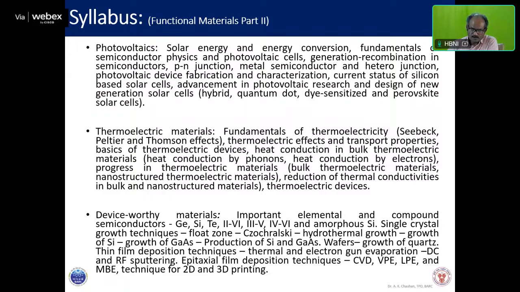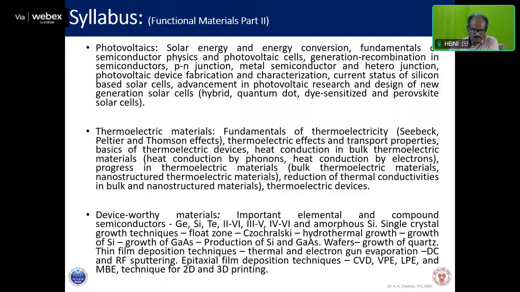Then we'll see thermoelectric materials: fundamentals of thermoelectricity, Seebeck, Peltier, and Thomson effects, thermoelectric effects and transport properties, basics of thermoelectric devices, heat conduction in bulk thermoelectric materials, progress in thermoelectric materials, nanostructure thermoelectric materials, reduction of thermal conductivity in bulk and nanostructure materials, and thermoelectric devices.